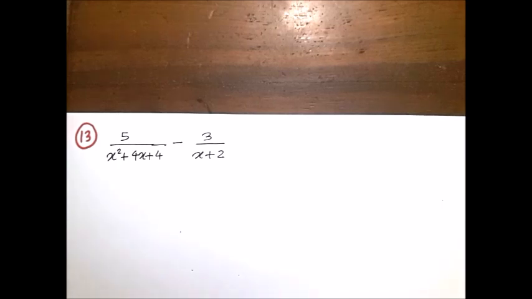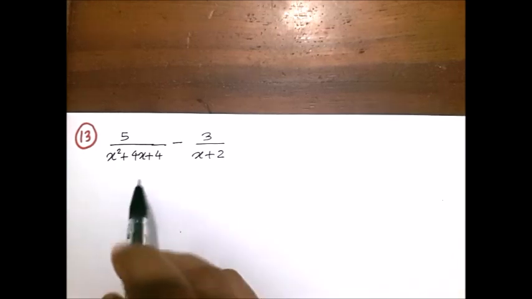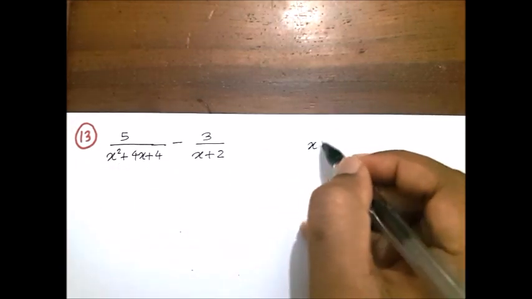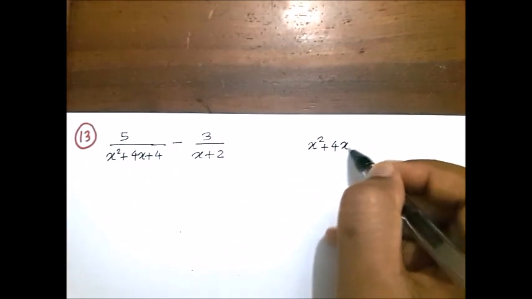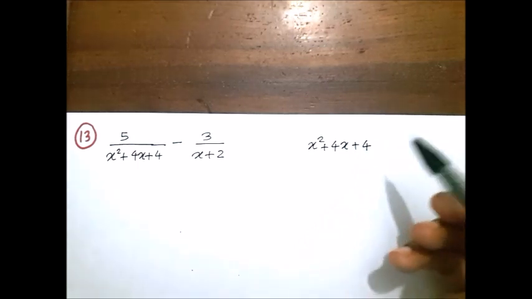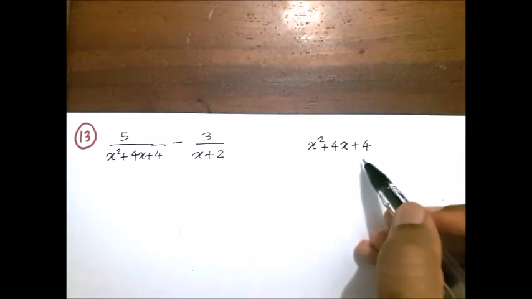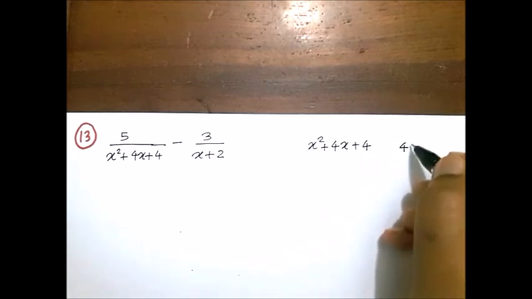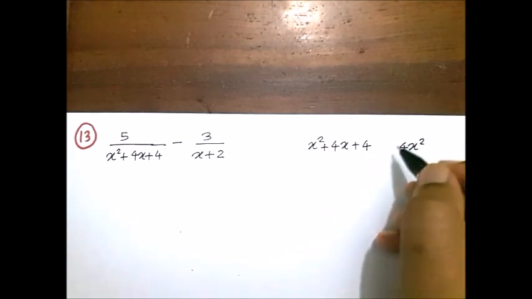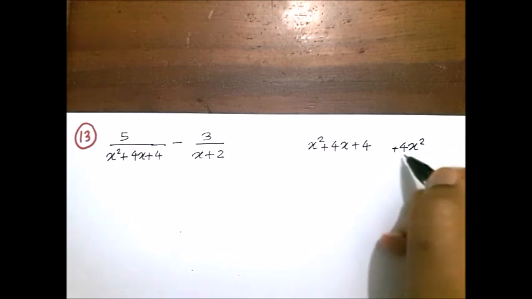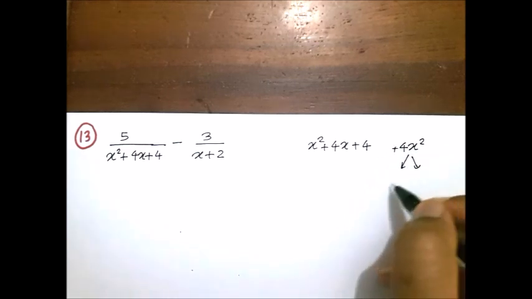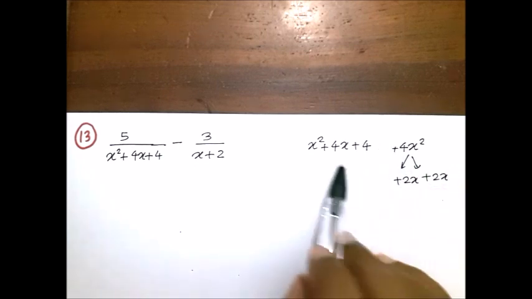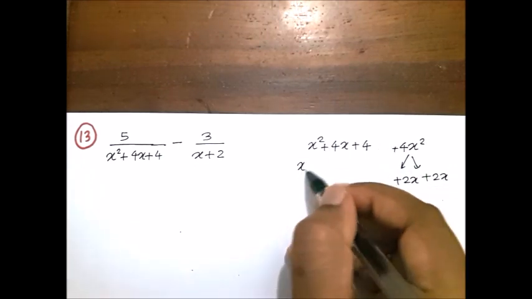Now look at the 13th example. First factorize this denominator, x to the power 2 plus 4x plus 4. It is also a trinomial quadratic expression. First multiply the first term and the last term. 4x to the power 2. Separate into two terms. The two terms are plus 2x and plus 2x.